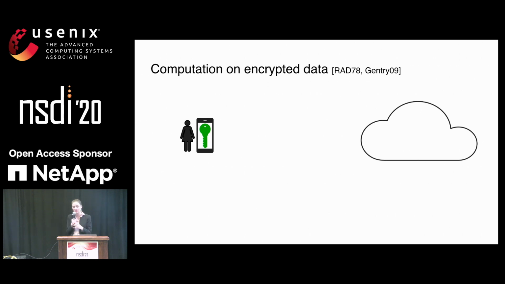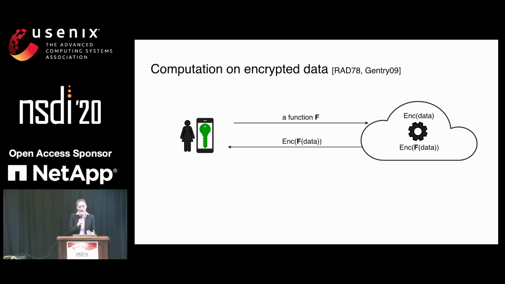It sounds very magic, but basically here's the idea. The data is encrypted in the cloud, and the user has a decryption key. The cloud doesn't have the key. Then the user sends a function to the cloud, saying, hey, please run this function for me. The cloud executes this function directly on the encrypted data without decrypting the data. This runs on the encrypted data by leveraging special properties of the encryption scheme.